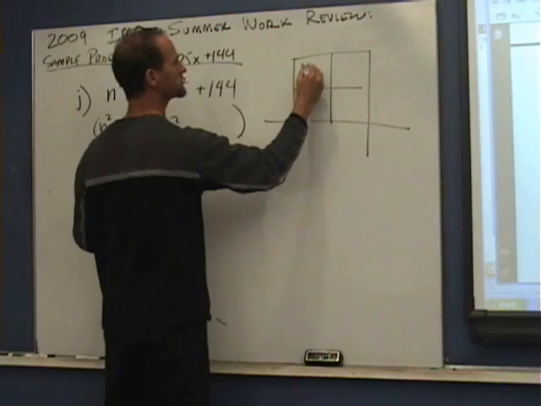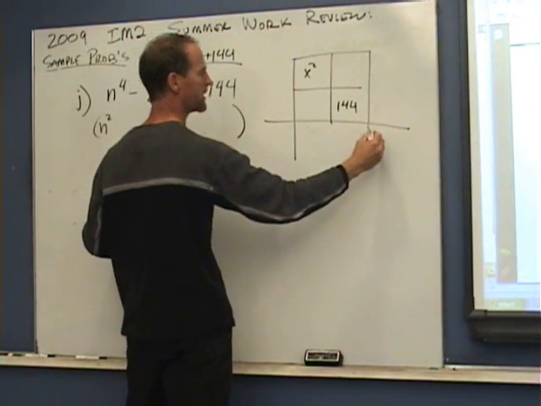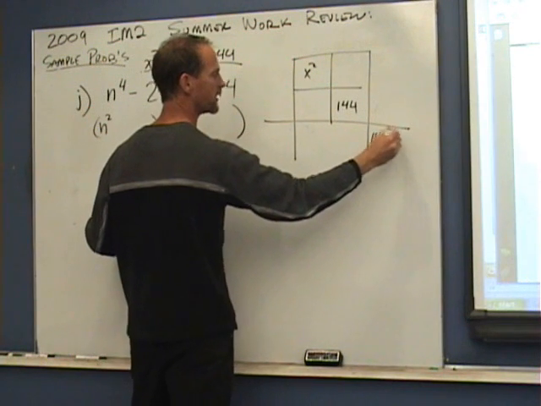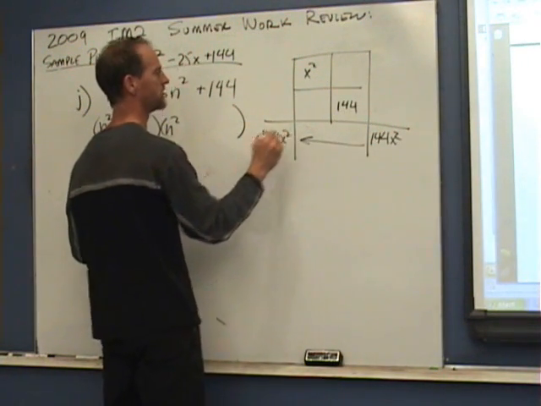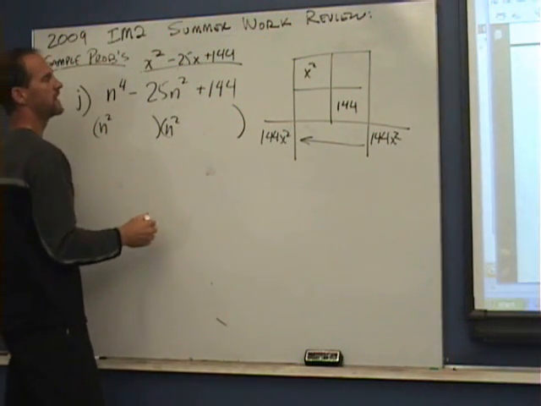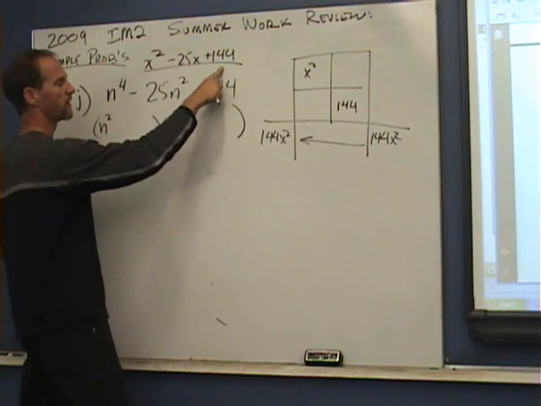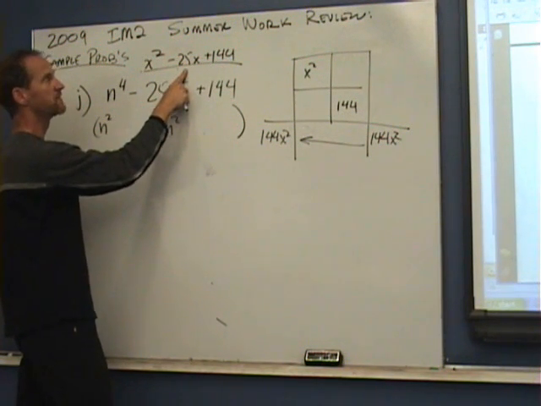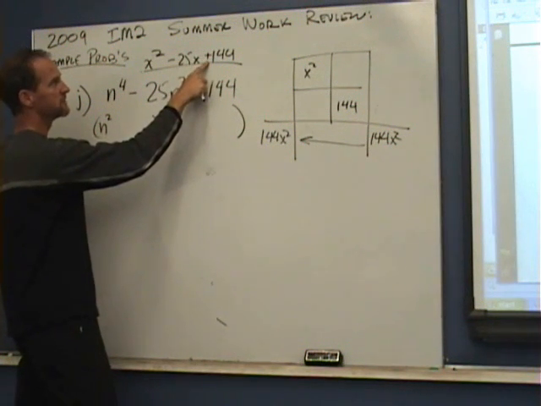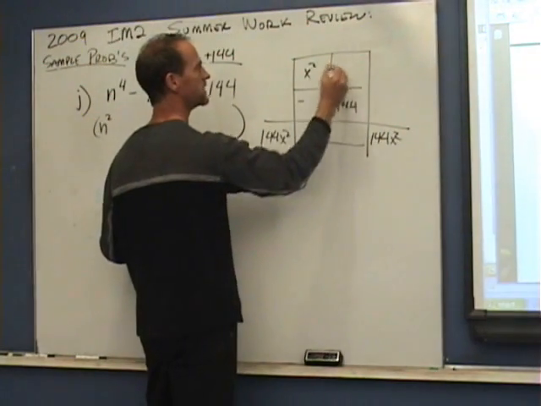So I write x squared and 144, and then as I multiply I get 144x squared. Just write that same thing over here, 144x squared. And now what I'm looking for is two numbers that multiply to make 144x squared that add up to a negative 25. Well, if this is a positive, the only way that's going to happen is if both of these numbers are negative. So it's going to be a negative and a negative.